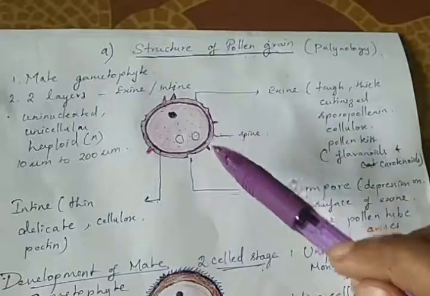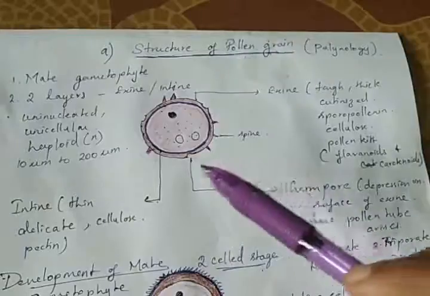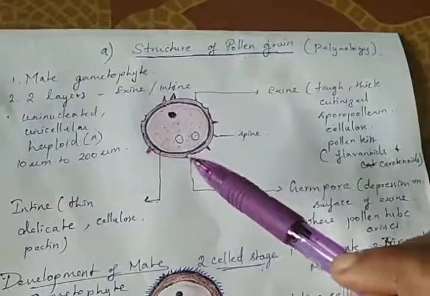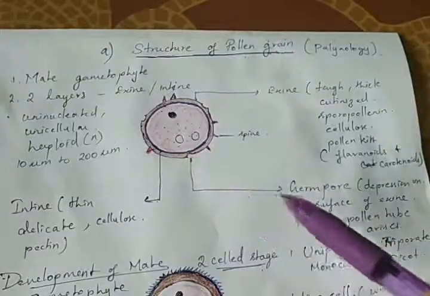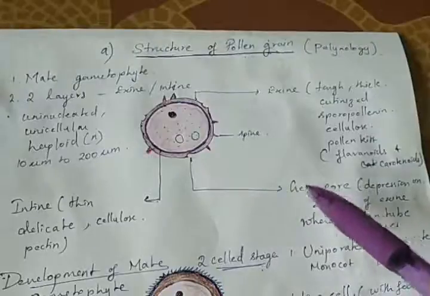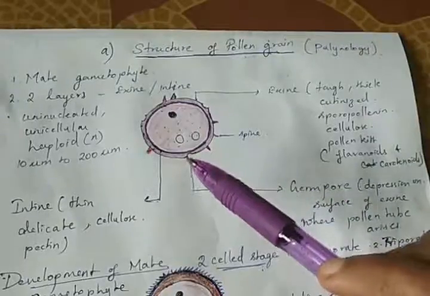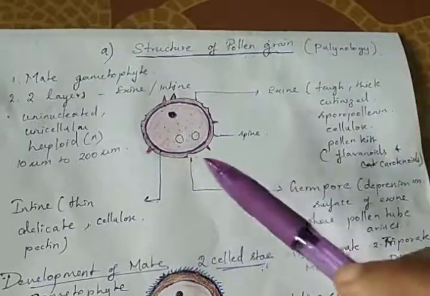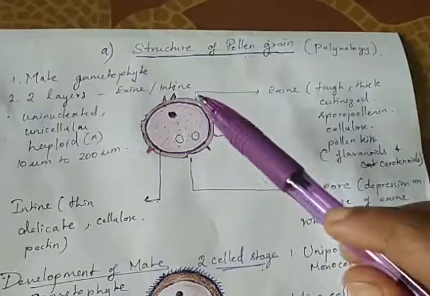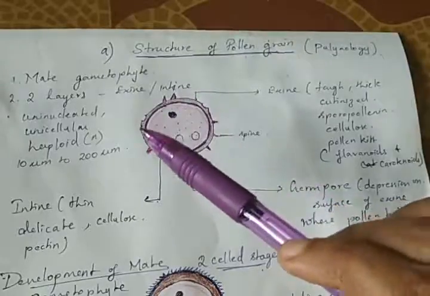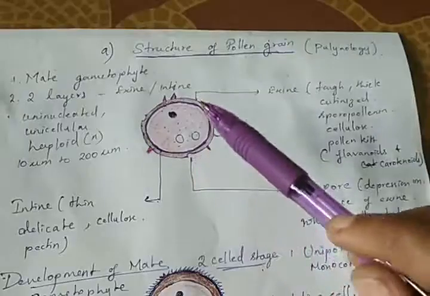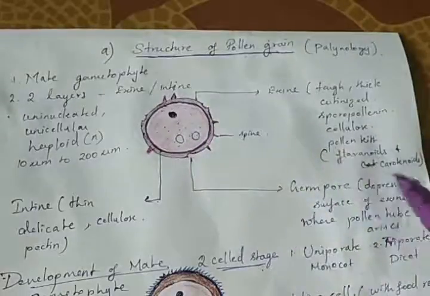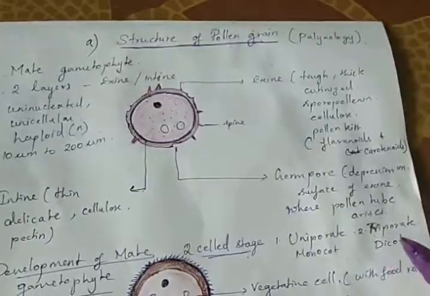That depression is called a germ pore. If the depression is round in structure, it is called a germ pore. If the depressions are elongated, it is called a furrow. Some pollen grains consist of many depressions. They are triporate pollen grains.